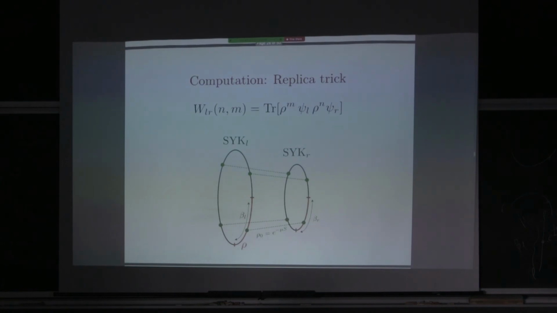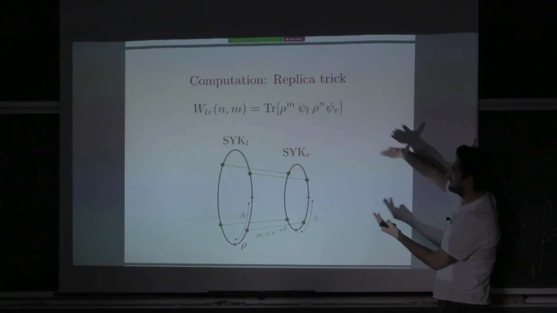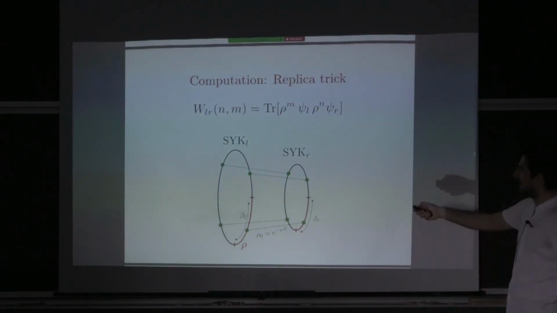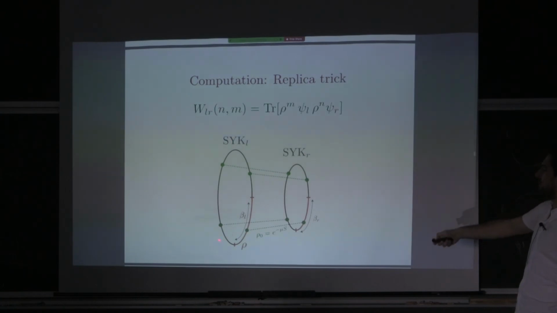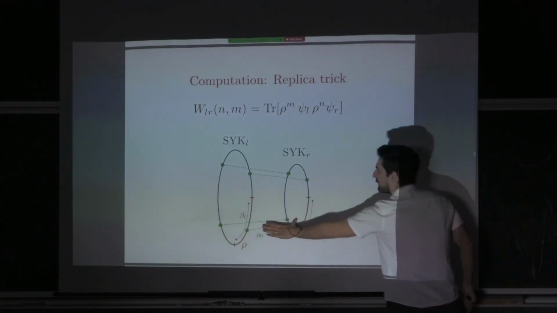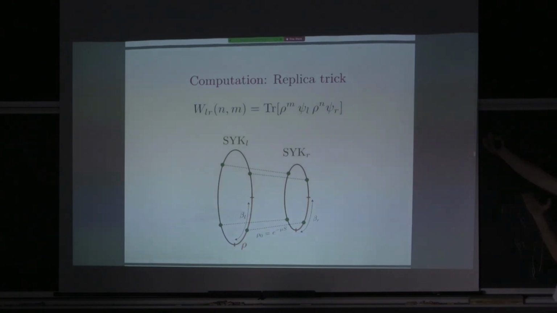And if you remember, the form of this density matrix was this kind of H-shaped path integral of the system. So when you multiply a bunch of these reduced density matrices, what you get is some SYK graph, which topologically looks like this. You have two circles with different circumferences for the left and right SYK, and a bunch of bilocal couplings localized at equal spacings along this thing. So this is a graph. This is a Euclidean SYK partition function, which you want to compute.